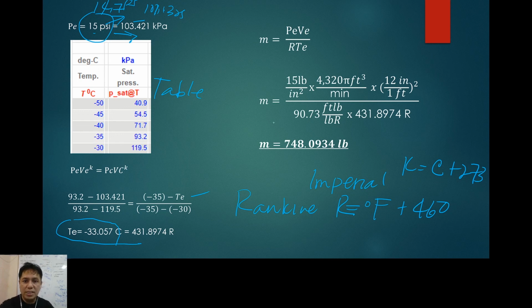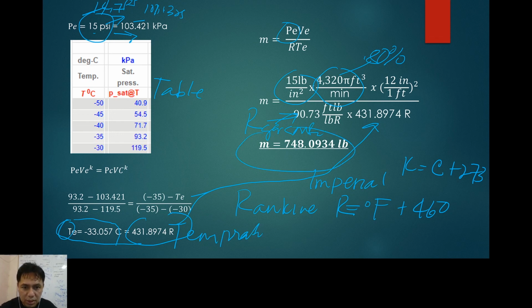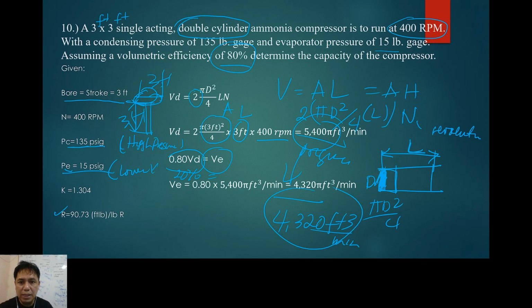So knowing all this, we can substitute the values. So we have P, 15 pounds per square inch. Then V, what is V? We already computed this. This is V1, after the 80%, the net effective. Then this one is the 12 inch conversion, 12 inch is 1 foot. Then this one is 90.73 foot pounds per pound Rankine. This is the gas constant, R. And then T is 431, the temperature at the evaporator. So when you have this, you can get the mass at the evaporator, which is 748.0934 pounds.